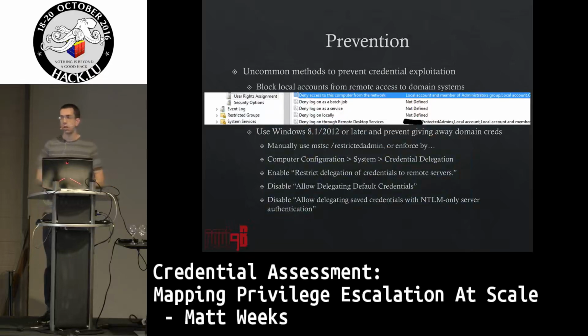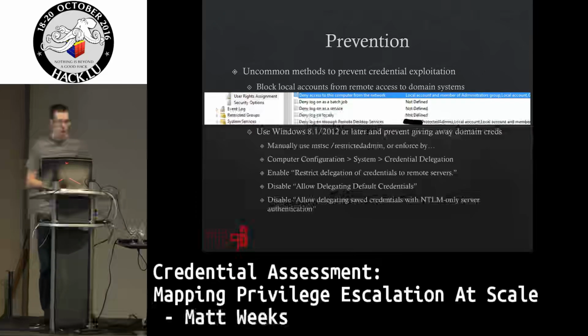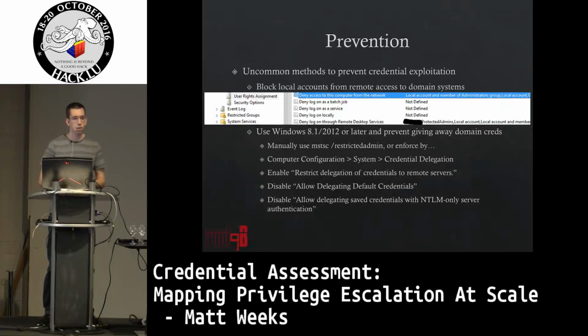All right, so having seen all this risk, what can you do to help prevent this from happening on your own network? So the first thing I'd recommend doing is blocking local accounts from remote access to domain systems. So use some of those local account special security identifiers to block network logon and block remote desktop logon. Make sure you get both of them. And then use some of the newer features in Windows 8.1 and 2012 and Windows 10 and 2016 as well to prevent giving away domain credentials.